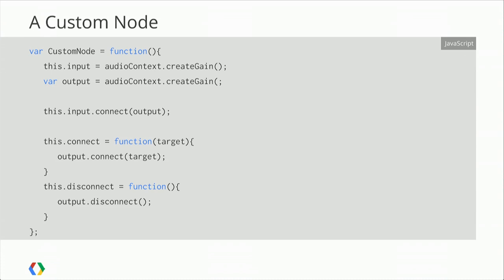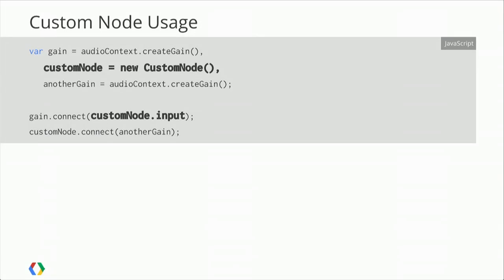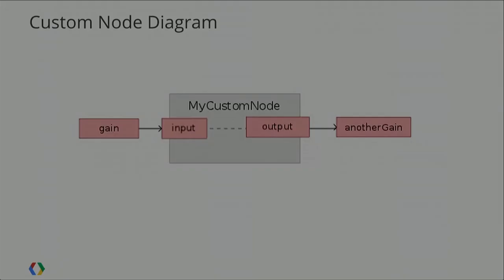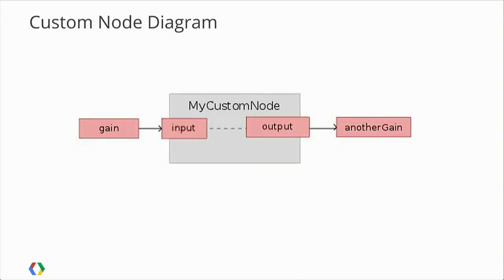So we have an input and output property, and we have a connect and disconnect method, and that's it. So to use it, we do exactly the same as we do with normal nodes, with the exception that we need to connect to the custom node's input property instead of the node itself. And the conceptual model is really easy, and it looks like this. So here we have a gain node and another gain node, and then the custom node in the middle. So using this model, we can create our samplers or maybe our own audio effects.